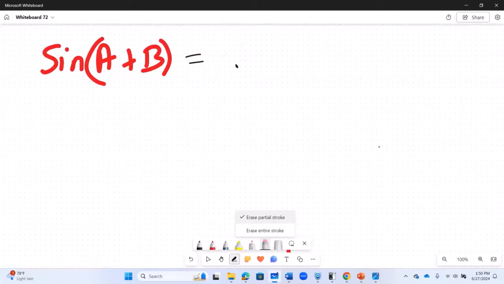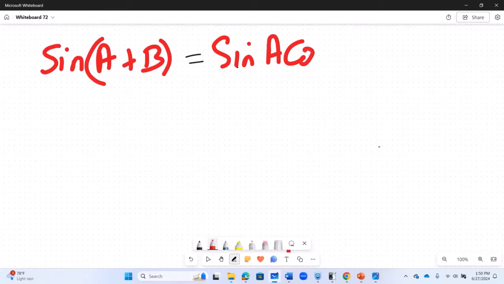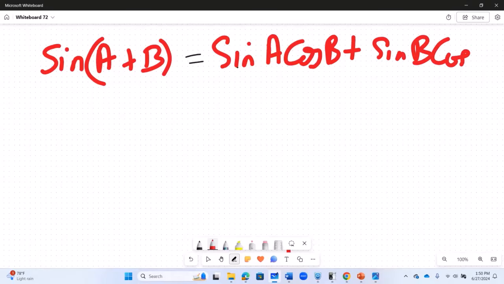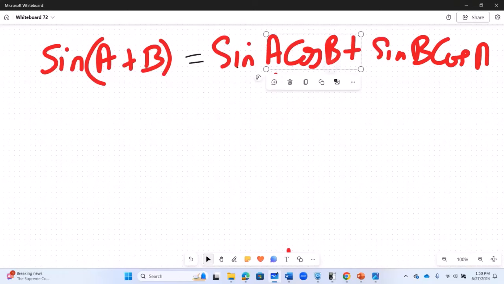Okay. So I have sine A plus B. So I'm going to have sine A cos B plus sine B cos A. Sine of the first one, cosine of the second one, plus sine of the second one, cosine of the first. This is a formula. Call it whatever you want to call it. And because it is sine, plus is here.